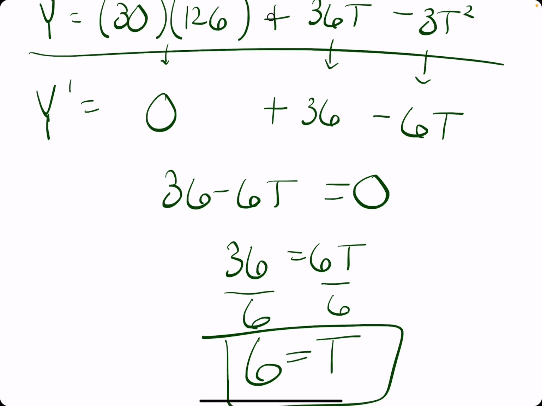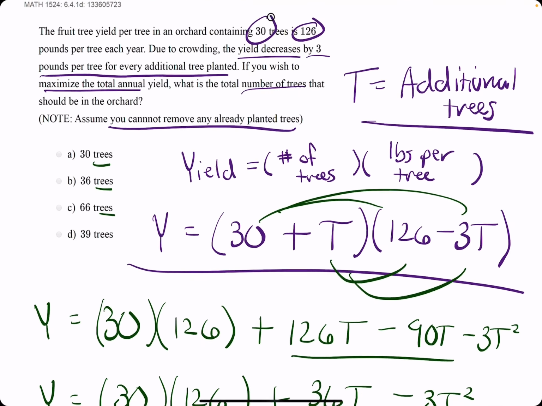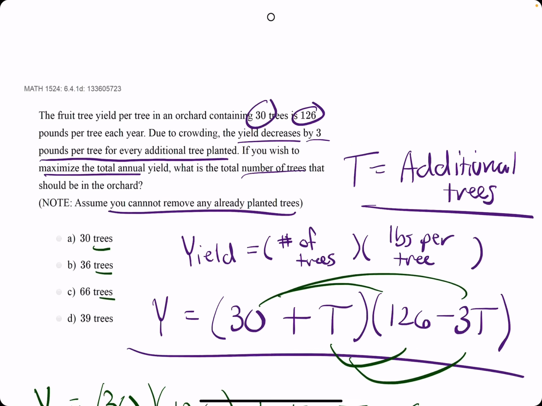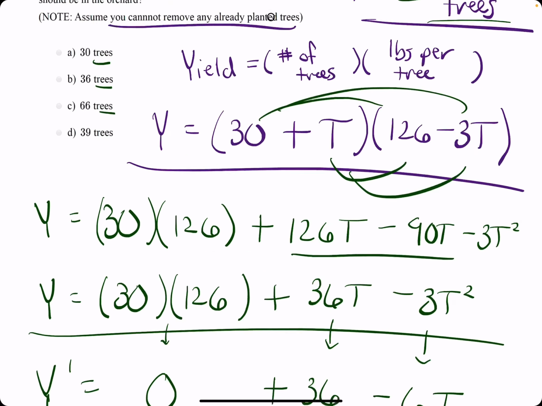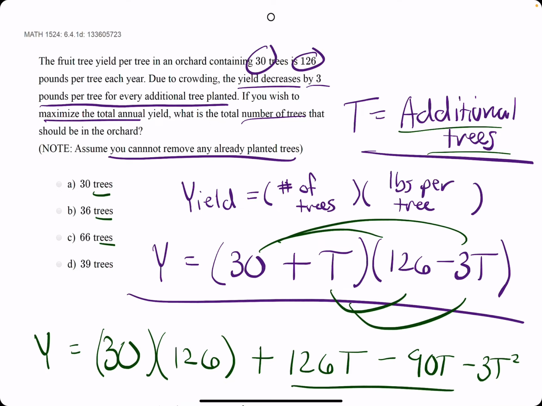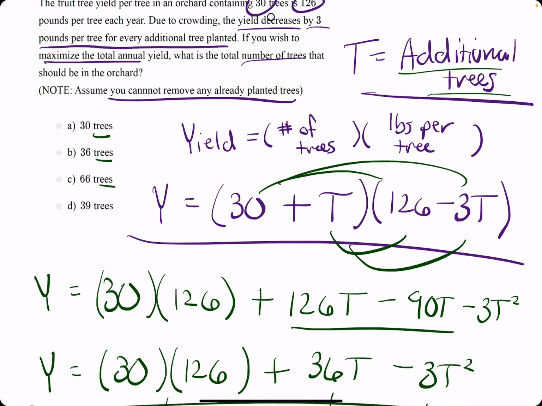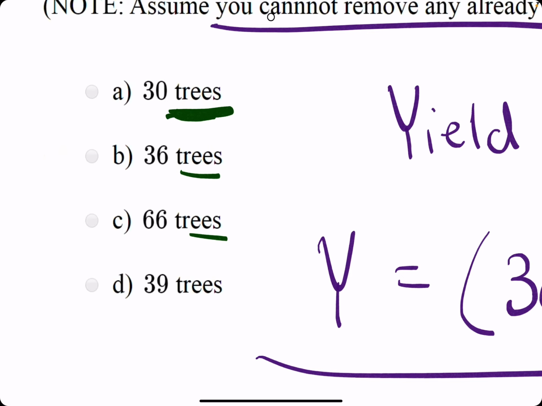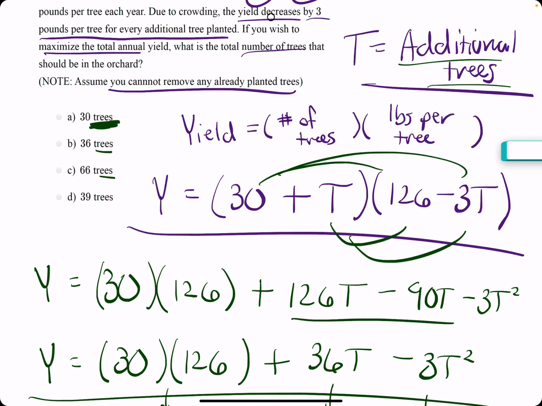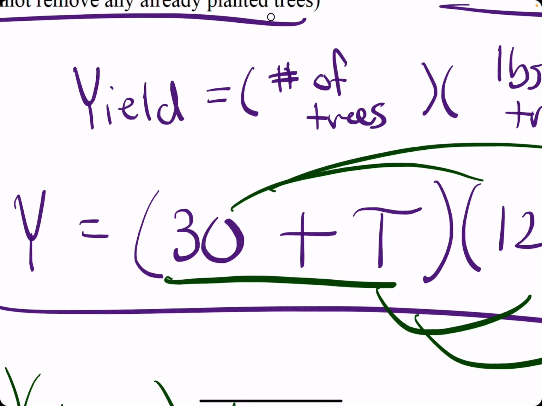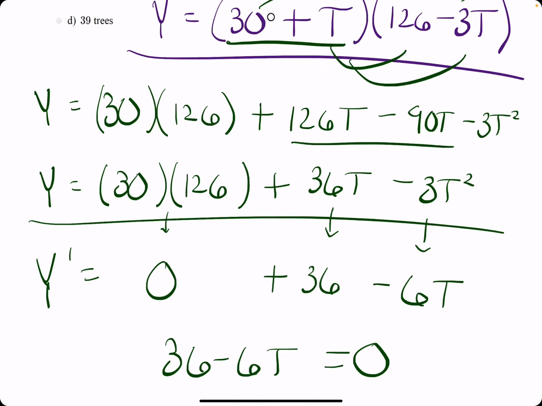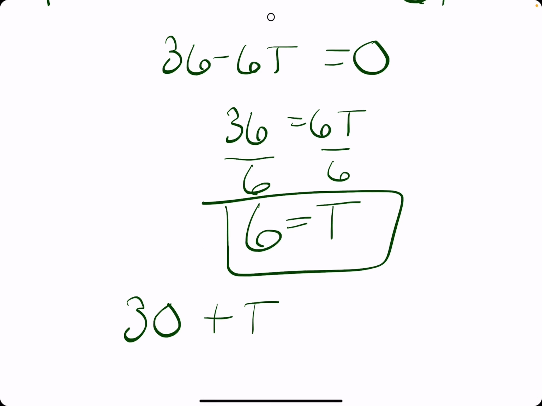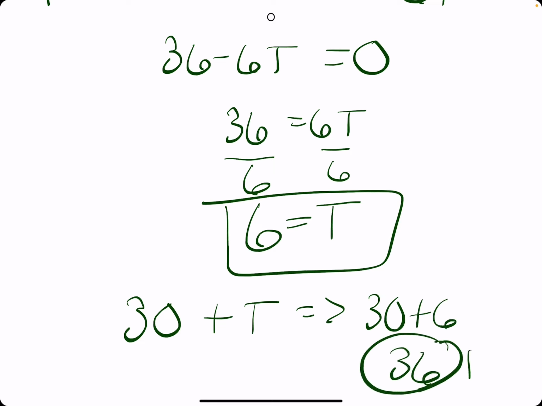So you'd think, 6 is the number of trees, right? Wrong. So 6 is the value of t, which is additional trees. So 6 additional trees tacked on to what we initially had, 30 trees. So depending on what they're asking in the answer choices, if they're asking for trees, we will look at our number of trees parentheses here and plug in the t value we get into that. So 30 plus t, in this case, will be 30 plus 6, or 36 trees.